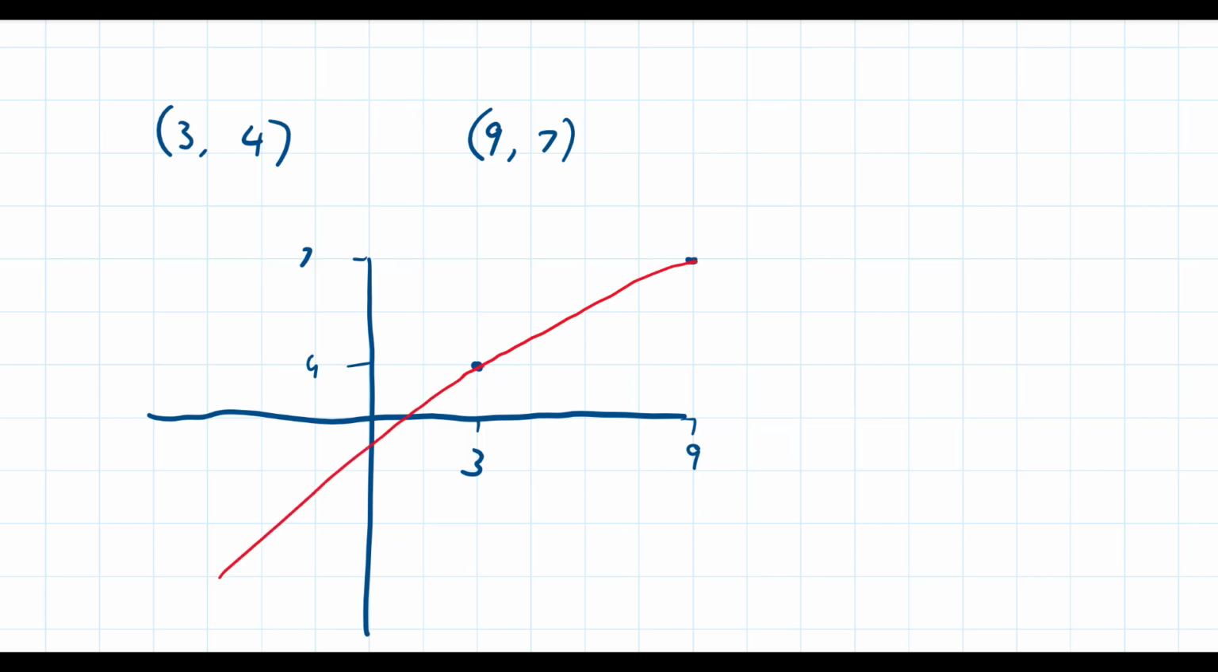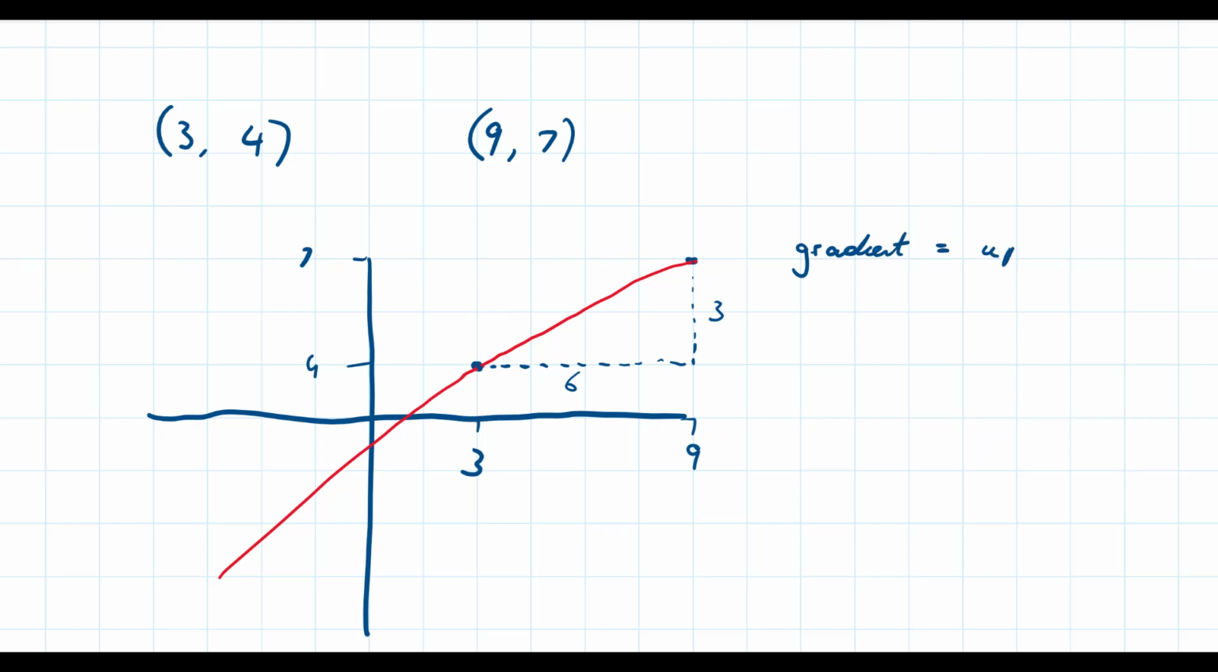Now the fact that I have 2 points on this line allows me to do something like this. I can make a little triangle using the 2 points that I have just found, and I can work out that the length over here is 6 because it goes from 3 to 9. And the length over here is 3 because it goes from 4 to 7. Make sure you look at the coordinates that you are given, not just the squares on the paper, because the scale might be different.